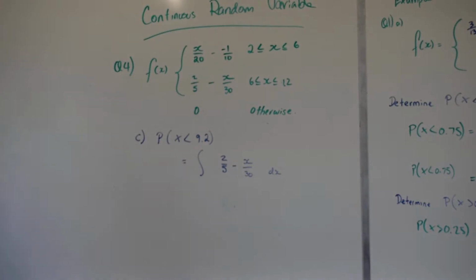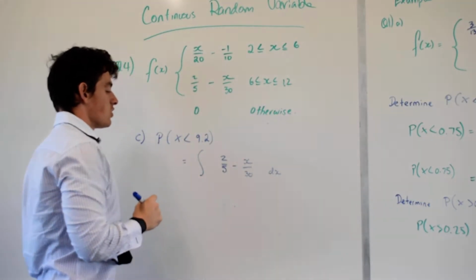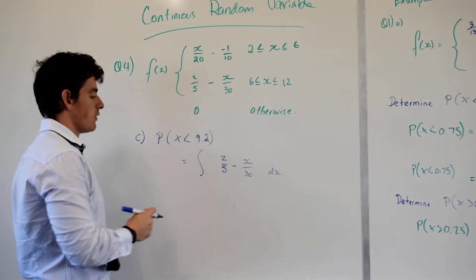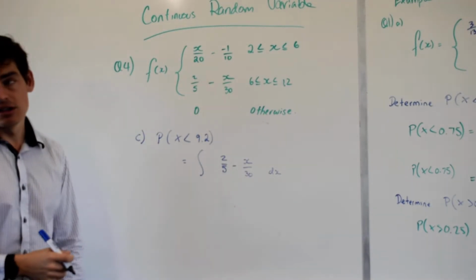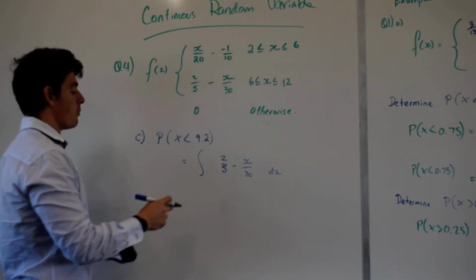How do we know it goes all the way back through? Less than 9.2, so we know that we're starting in a higher domain and working our way through. So if I was to set this integration up, I've done most of the work, but I just need to put my bounds in. What should my bounds be? What should the lower bound be?